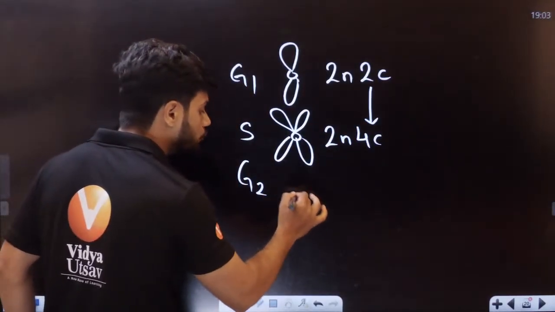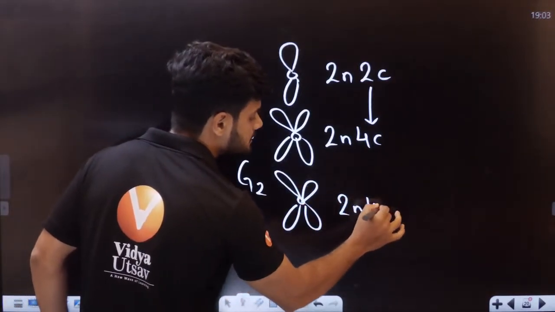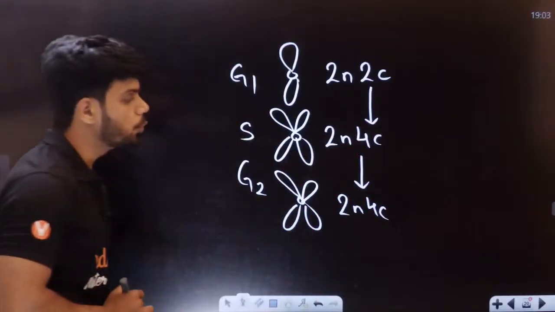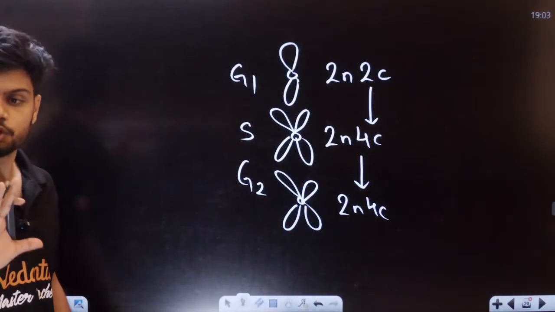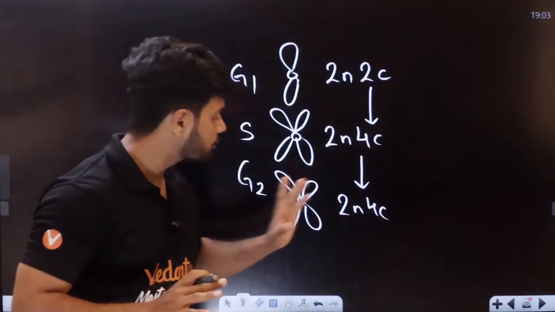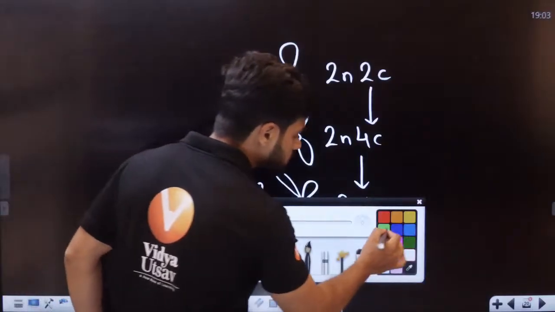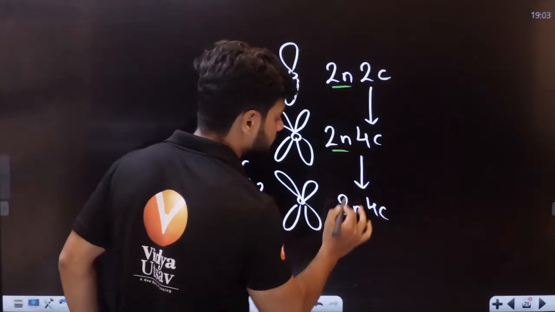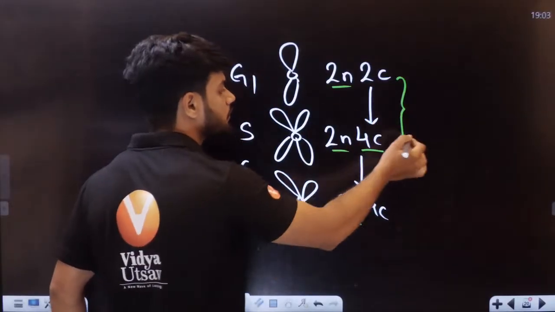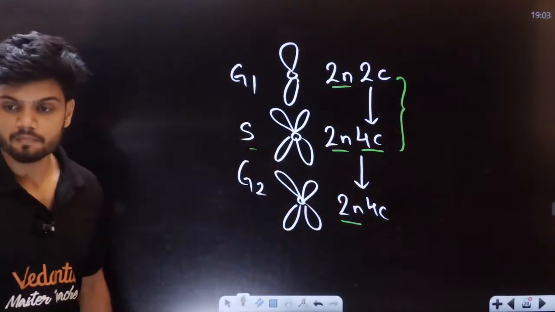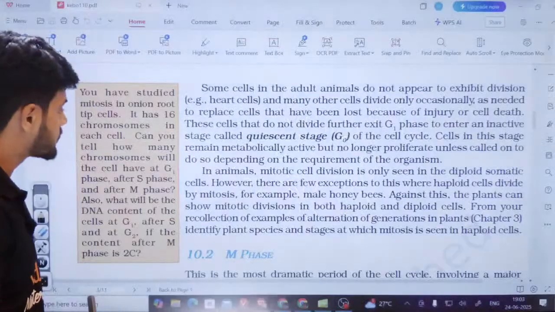Now in G2 phase nothing happens, it remains the same, 2n and 4C itself. It will remain as 2n and 4C, students. The number of chromosomes is always the same. The DNA content doubles right here, that is in the S phase. Students, I hope all of you are able to understand the concept here. Very, very important concept, students.